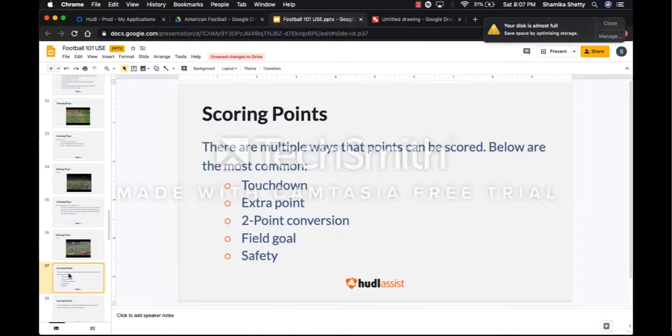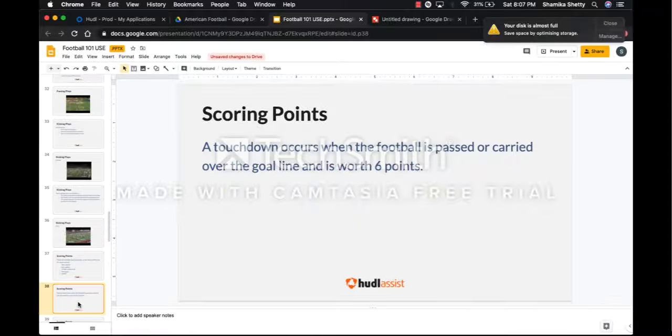Next, we are going to just go through the ways of scoring in an American football game. These are the most common scoring ways. The first is a touchdown. A touchdown occurs when the ball is passed or carried over the goal line, and it is worth 6 points.